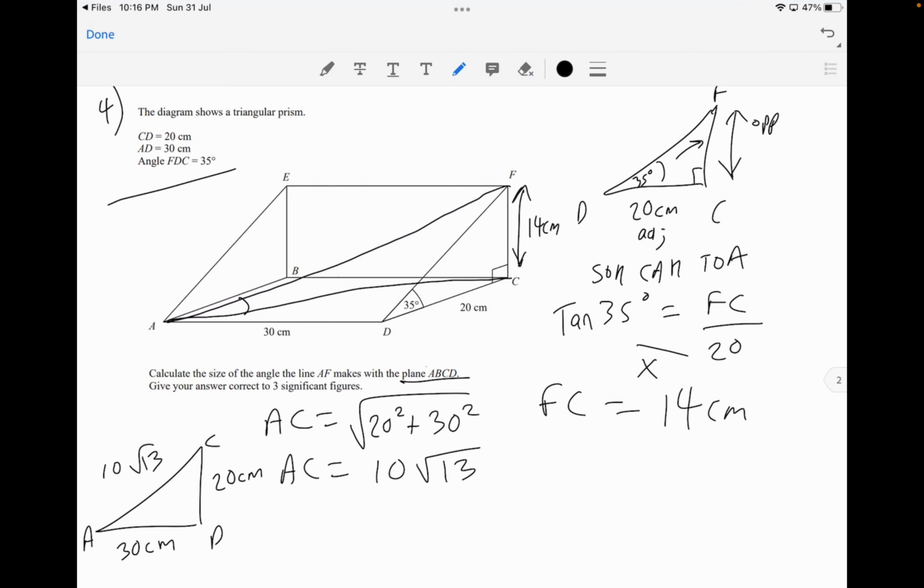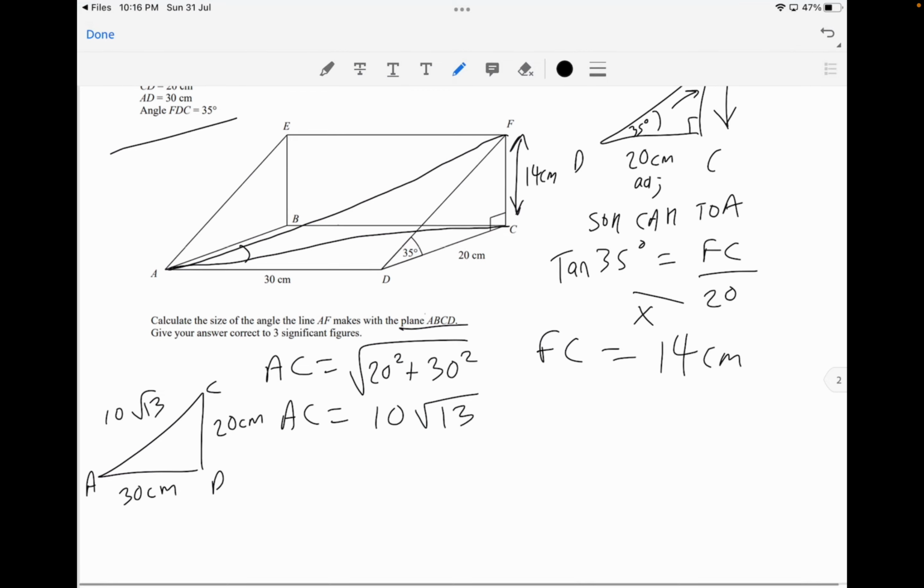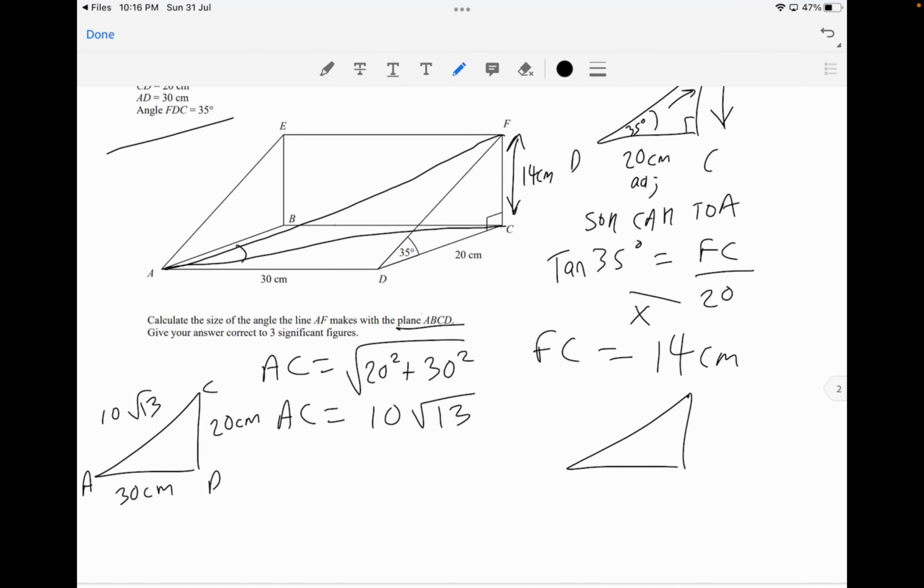Now we have found out what AC is, and we have found out what FC is. Now we can easily use these two values. I'm just going to draw another mini triangle again, so there are about 3 right angle triangles being drawn here. It's very critical that you guys understand this. So you have AFC. We know that FC is about 14 centimeters, and we know that AC is 10 square root 13. Now all we need to do is find out what angle FAC is, because that is the size of the angle the line AF makes with the plane ABCD.